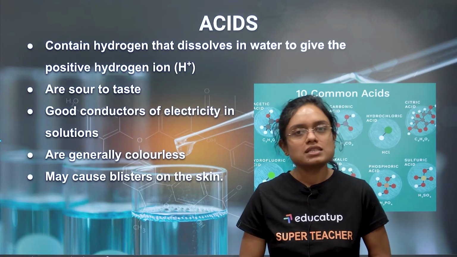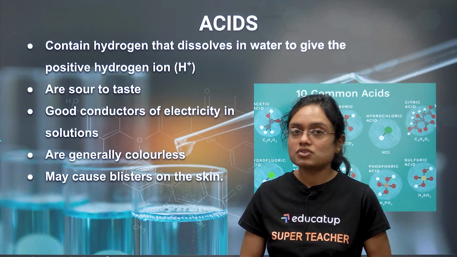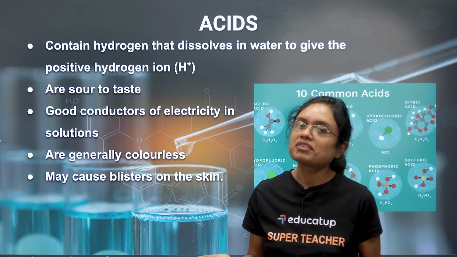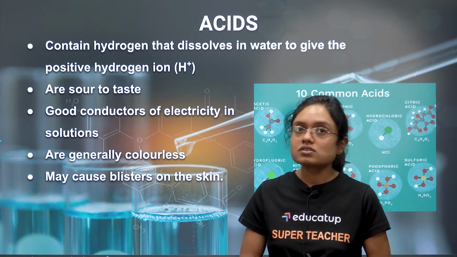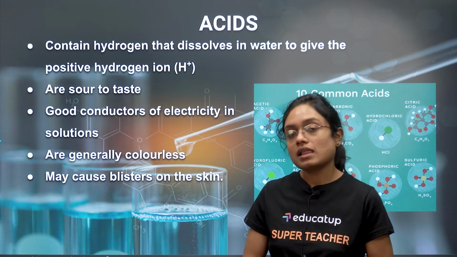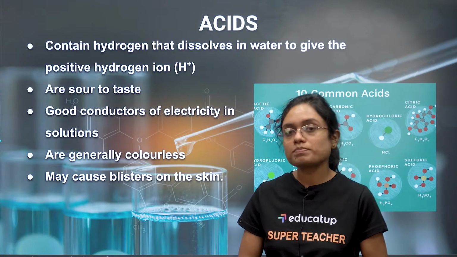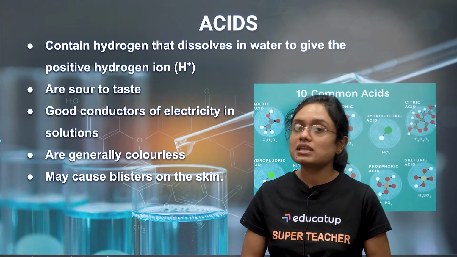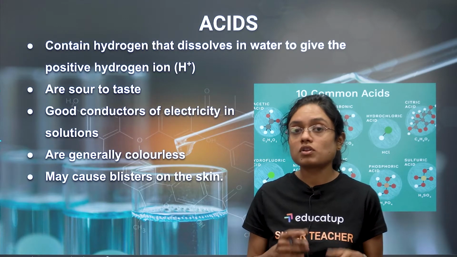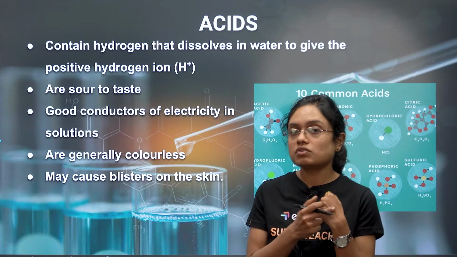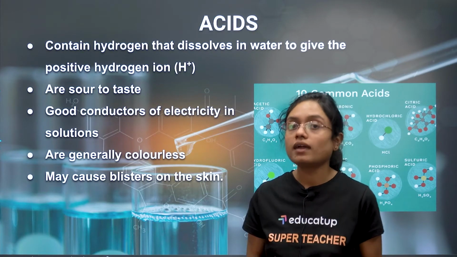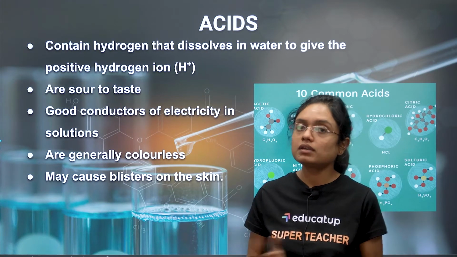For example, all the citrus fruits like lemon, orange, if you taste them, they are sour to taste because they contain different acids. Then they are good conductors of electricity in solutions. That means a solution containing acid will allow electric current to pass through it easily. They are generally colorless. Acids don't have a color and they may cause blisters on the skin. So if not handled properly and by chance if you get a drop on your skin, you can have a blister. Chala pad sakta hai. Even if the acid is strong, it can burn the skin.